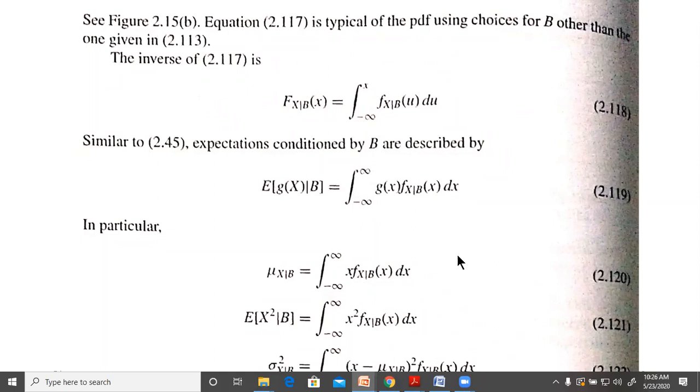Now this general case will become particular when we write the mean. The mean will be just, g of x will be equal to x itself. If g of x is x, then this g of x should be replaced by small x. If g of x is x square, then we'll have the integral of x square f of x dx. Similarly, you can have the variance.